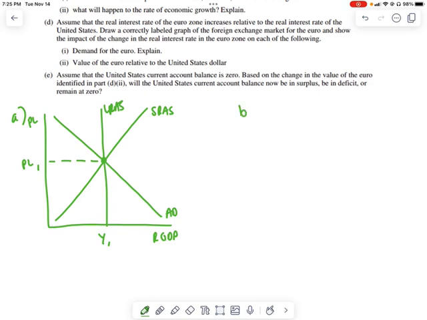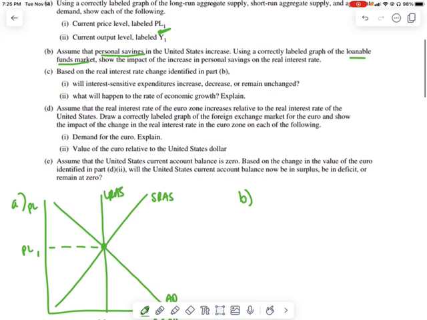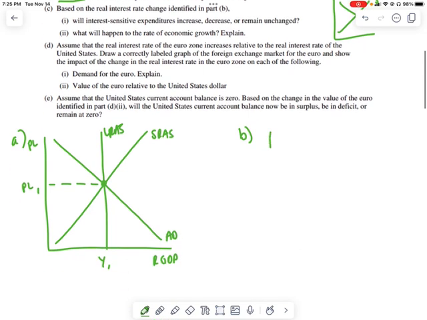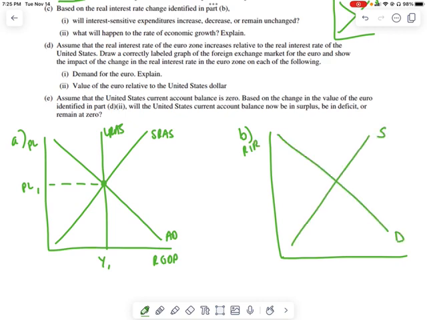Fantastic. Here we go. Part B, personal savings. So I want you to think about when you see the words personal and savings. You've got to think about in the loanable funds, who are the suppliers and who are the demanders, and where is this going to be reflected? So the first thing I'm going to do while we're talking about that is just draw my graph, so that way we can talk about the solution.